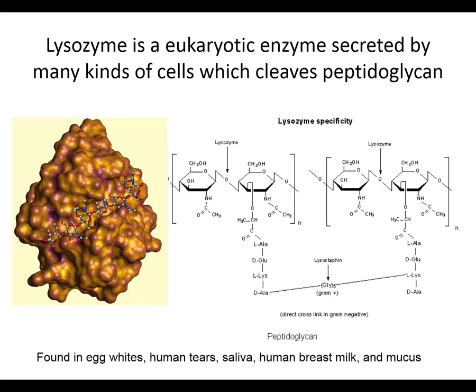Human tears have it. Human breast milk has it. Saliva has it. Even egg whites have it, yeah? And why do egg whites have it? So that an egg doesn't get infected while the little baby chick is growing, yeah? Does that make sense? Okay.